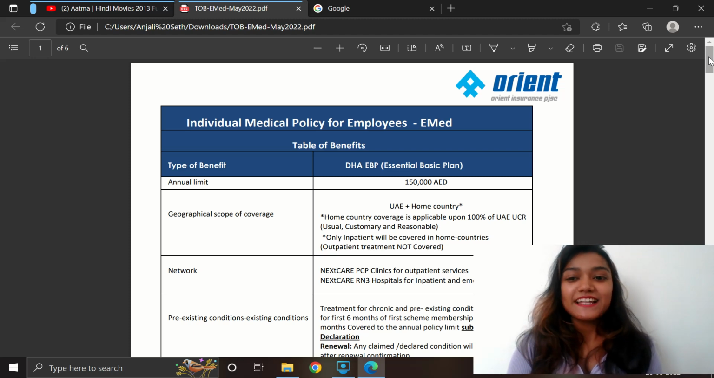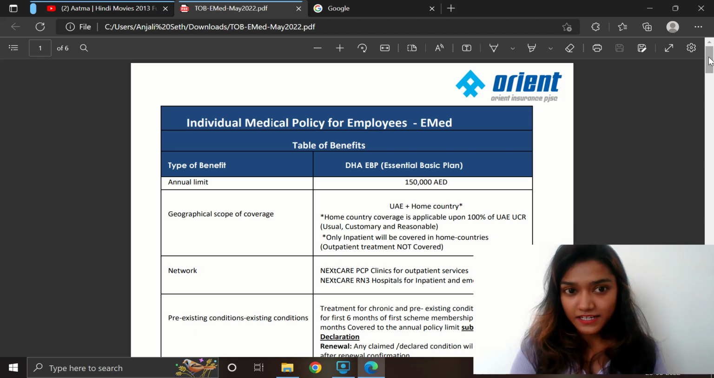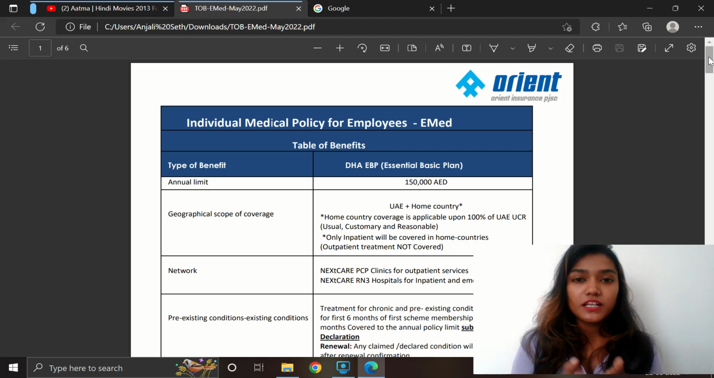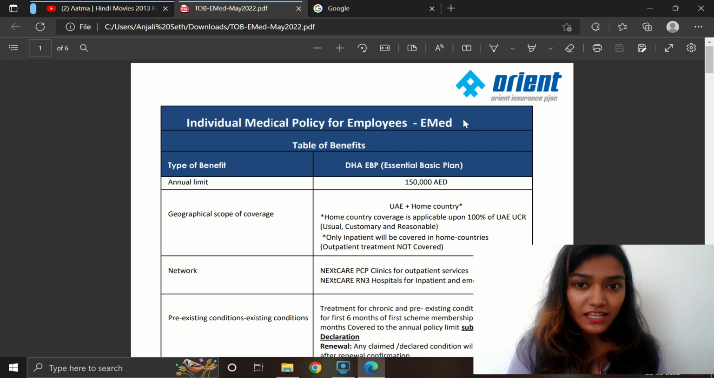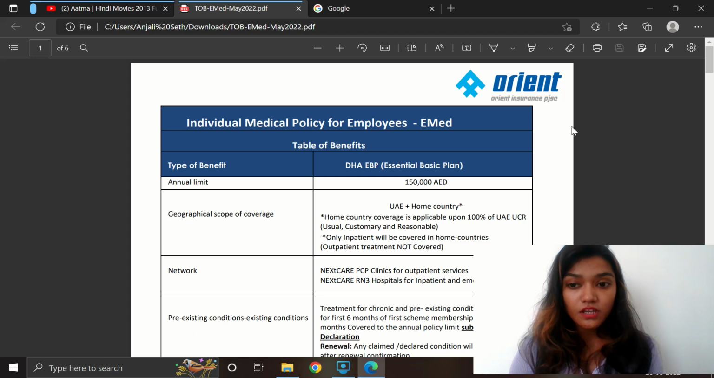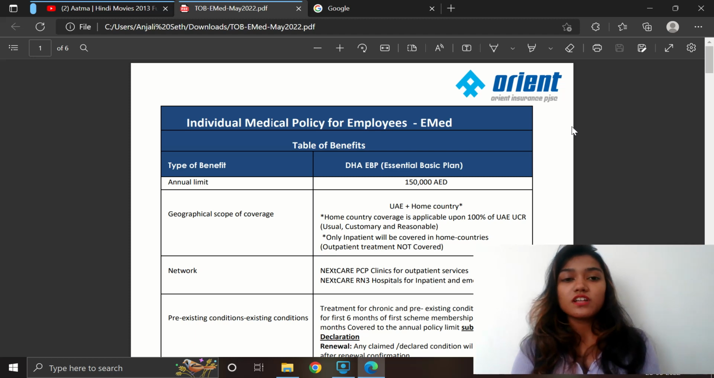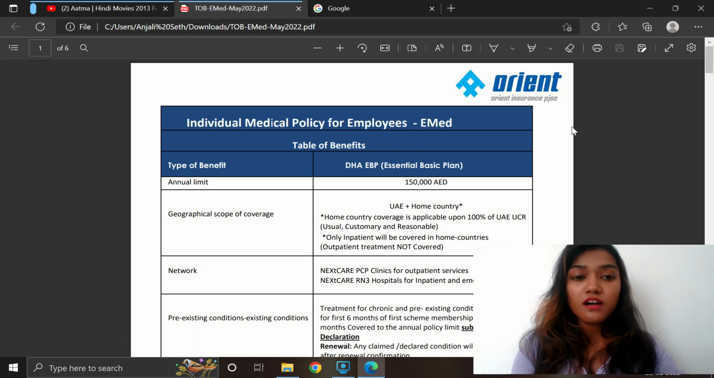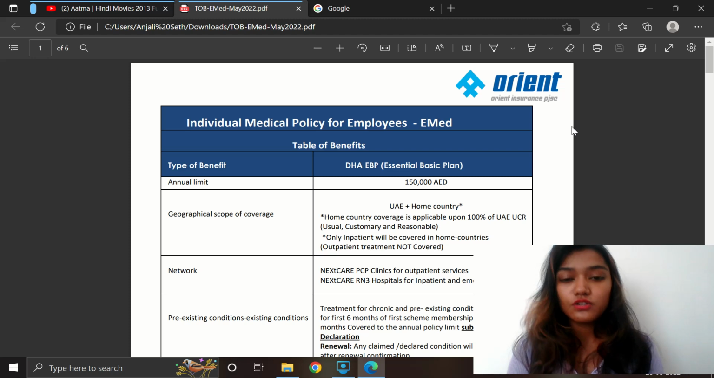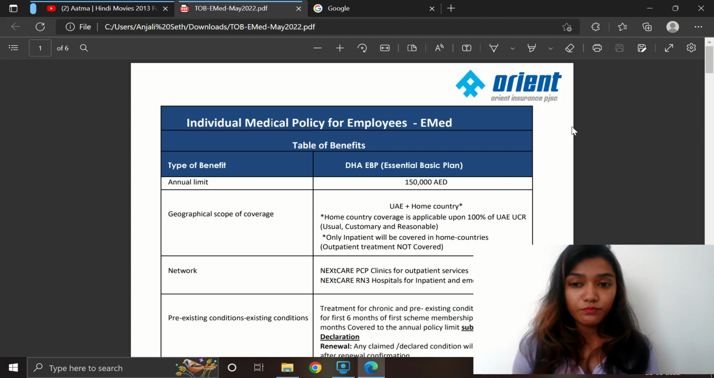So yes, let's start, guys. It's an individual medical policy for employees. This is like E-Med. Okay, this is a table of benefits. The table of benefits is something which tells you about all the benefits you are going to get in your insurance plan. See, this is something which not everybody tells you. If you understand this much better, you are going to get everything clear in your head before buying anything.